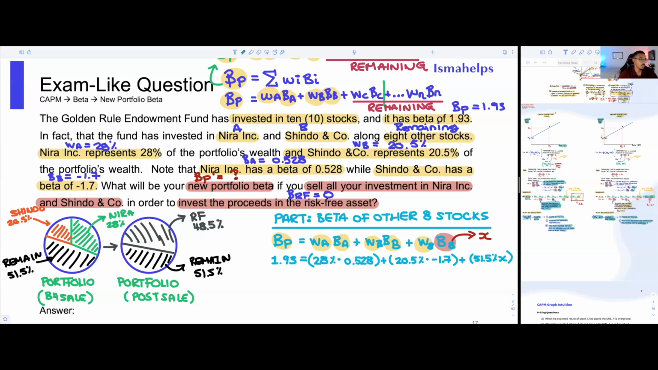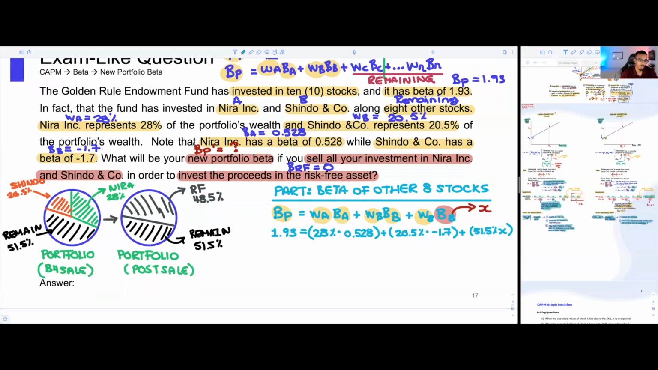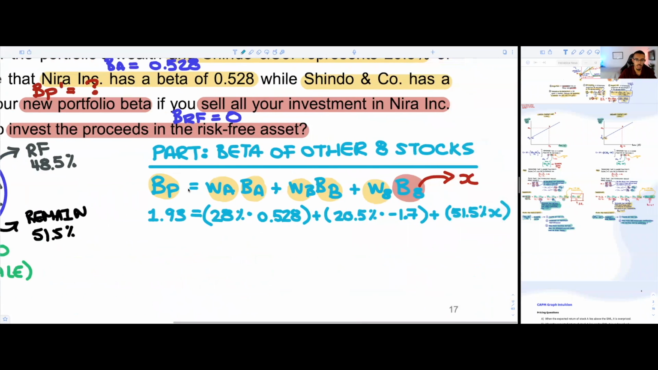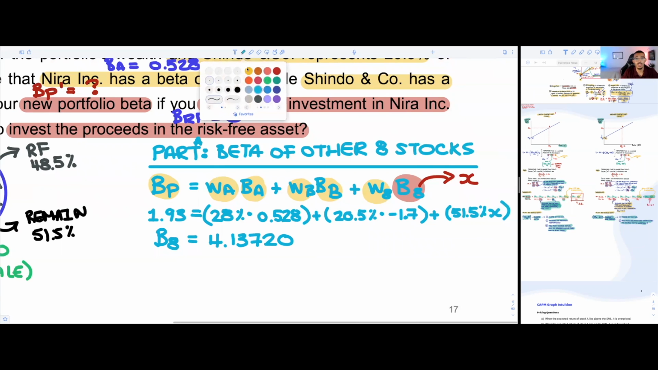This is some pretty interesting stuff. The beta of the remainder of our portfolio, we're going to zoom in a little bit just to write it down. The beta of the 8 remaining stocks can be written as being equal to 4.13720. So that's going to be the beta of our 8 remaining stocks. That's some pretty impressive stuff. Okay, this is going to be part A. I don't know why I didn't write that. Part A. Now we can move into part B.